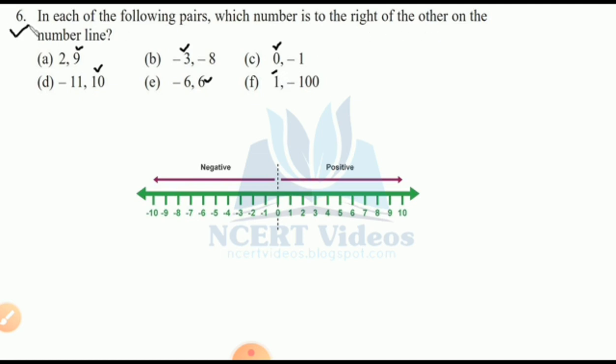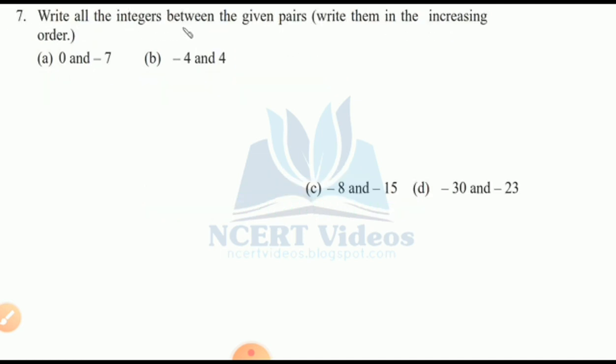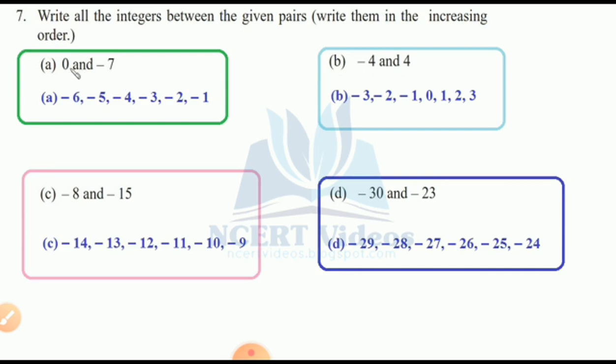So this question is so simple. Write all the integers between the given pairs. Write them in increasing order. Yes, my dear students, increasing, ascending order. 0 and -7. -7 से आपको increasing करके 0 के बीच वाले नंबर लिखने के हैं.